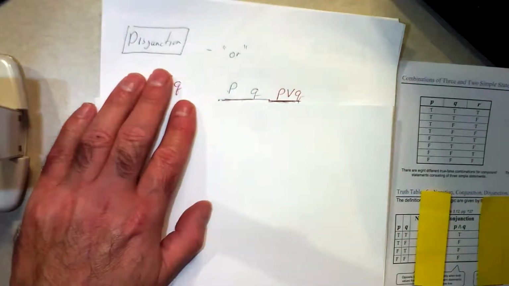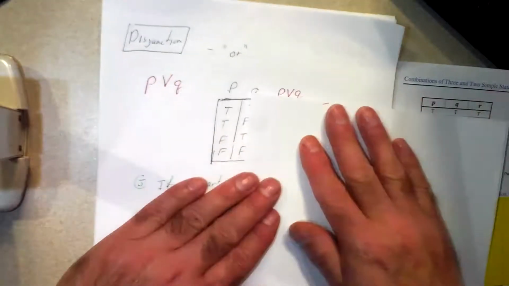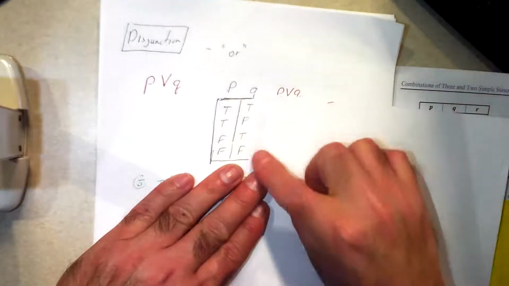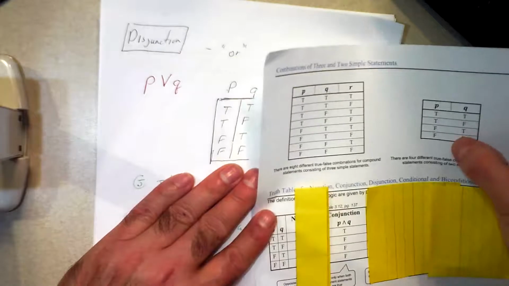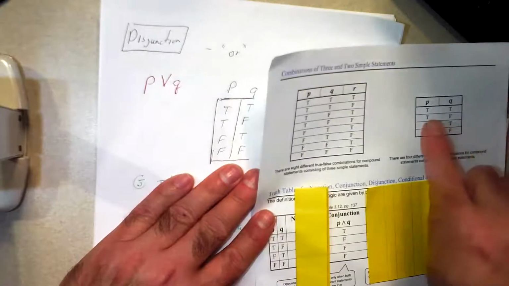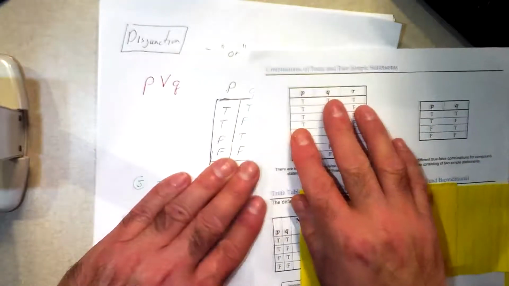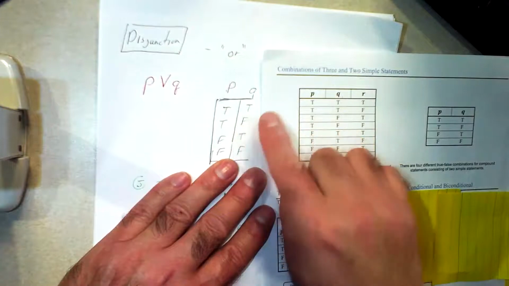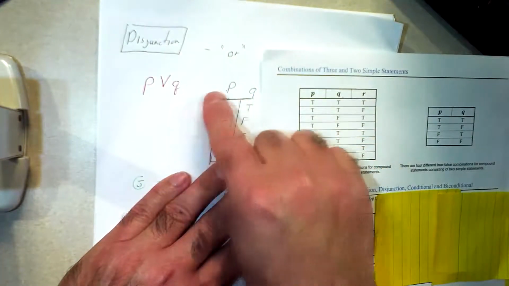Do you remember how they went? It went TT, FF, TF, TF. If you forgot, go back to your table. There it is. There's TT, FF, TF. So that's what you start with. Always start with that. All right. Now I want to perform the disjunction between the P and the Q.